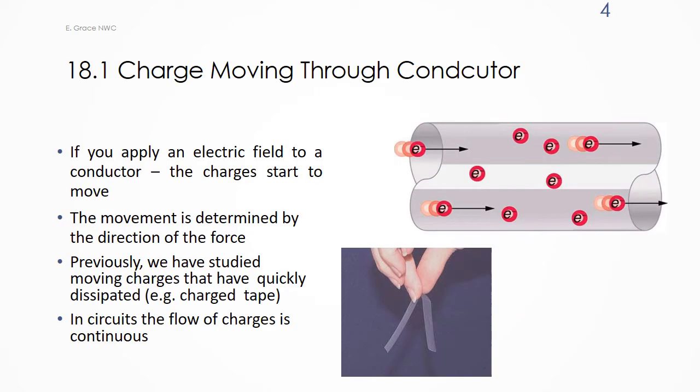So if you apply an electric field to a conductor, any conductor, the charges are going to start to move. And this movement is determined by the direction of the electric force. Naturally, electrons will move against the field, which we know from our electric force equation from chapter 13. And we have studied moving charges in chapter 14 that dissipated very quickly.